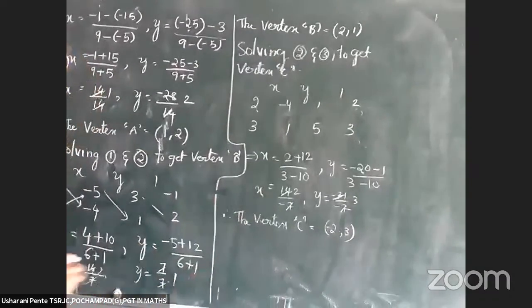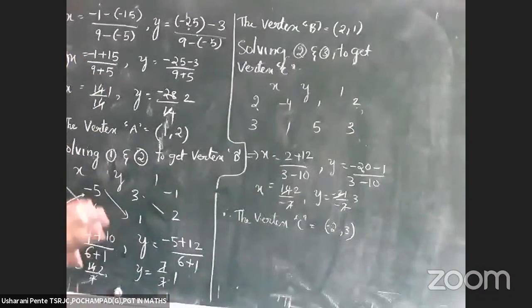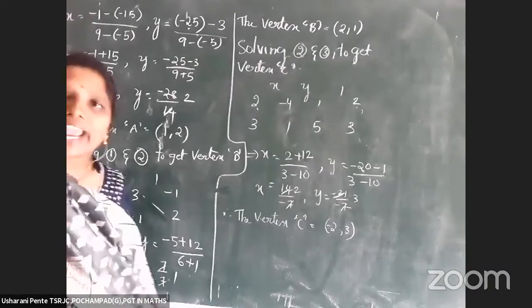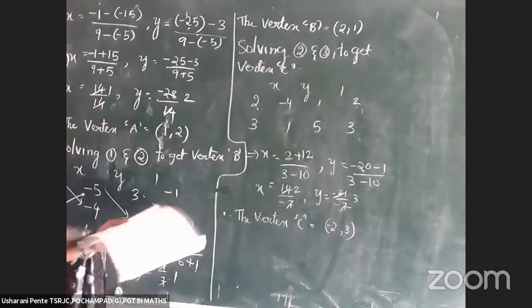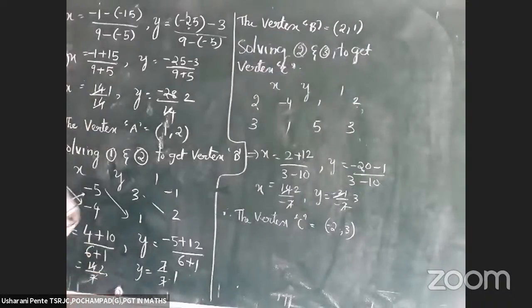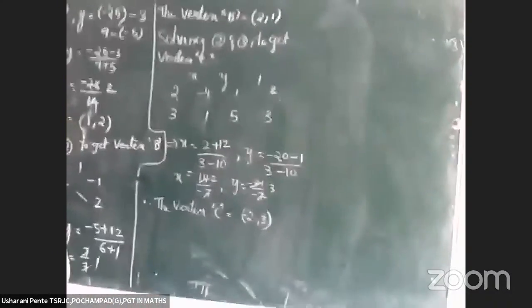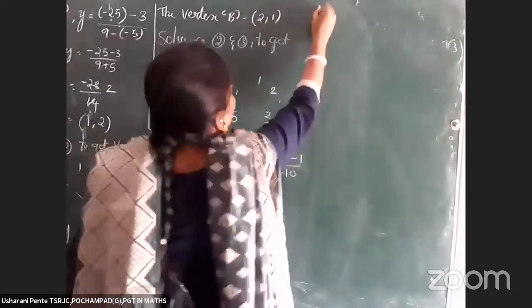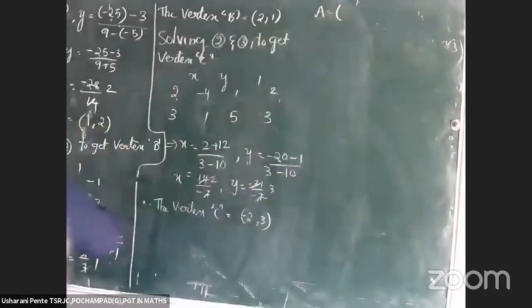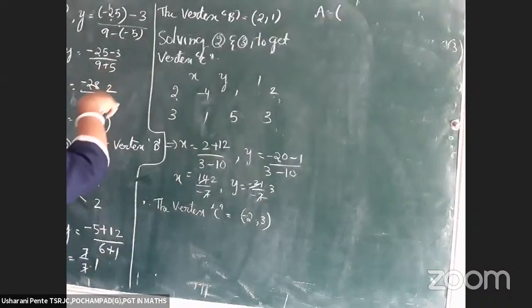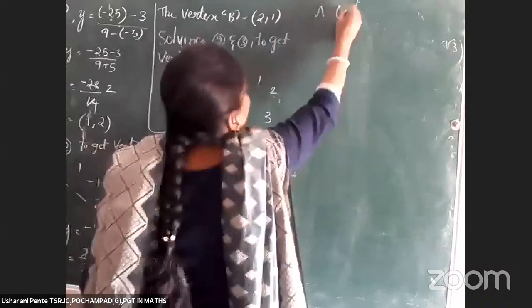Next, what do we need to do? We need to find the midpoints of any two sides of a triangle. Therefore, we are finding the midpoints. So, what are the vertices we have? That is, A is equal to 1 comma 2.